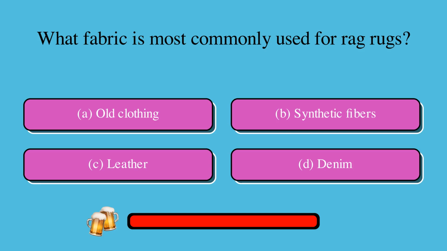What fabric is most commonly used for rag rugs? Is it A, old clothing, B, synthetic fibers, C, leather, or D, denim? The correct answer is A, old clothing.